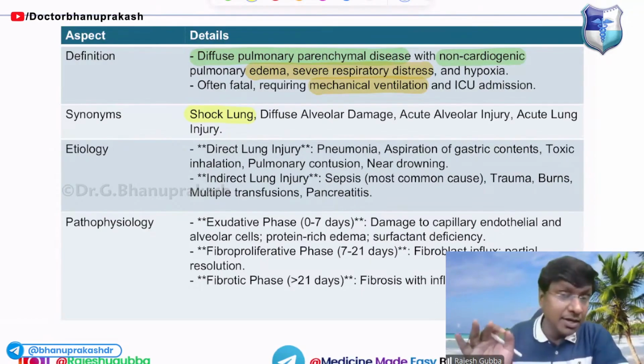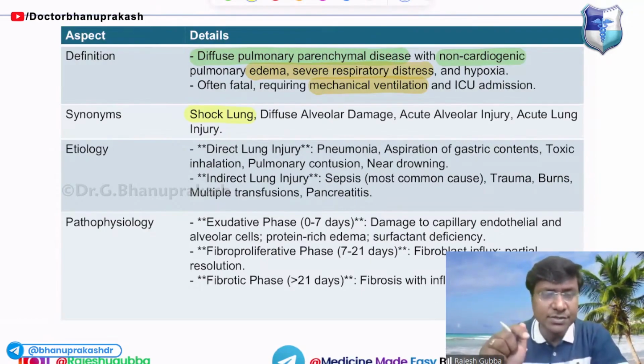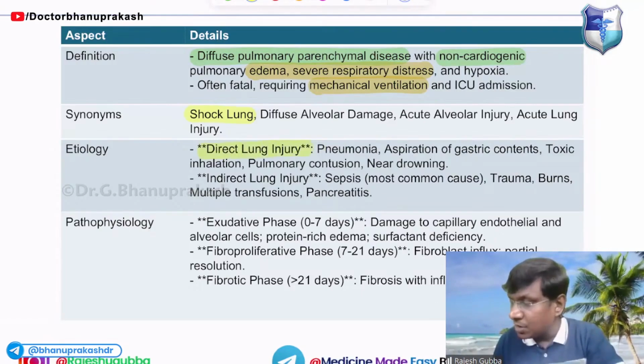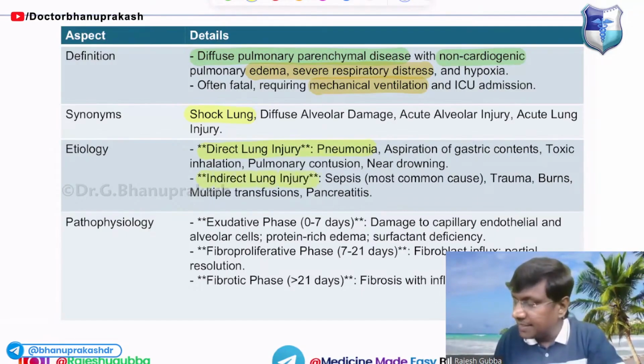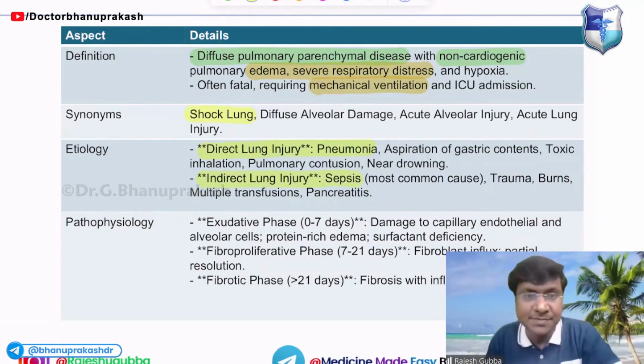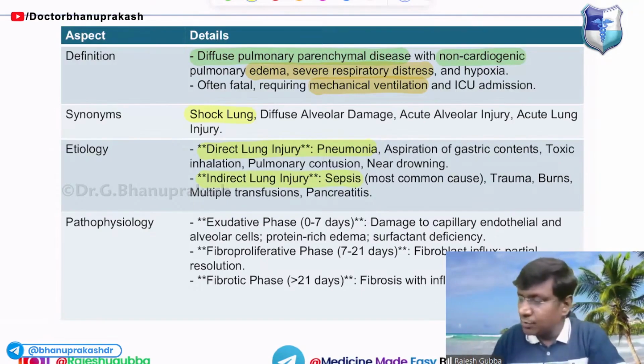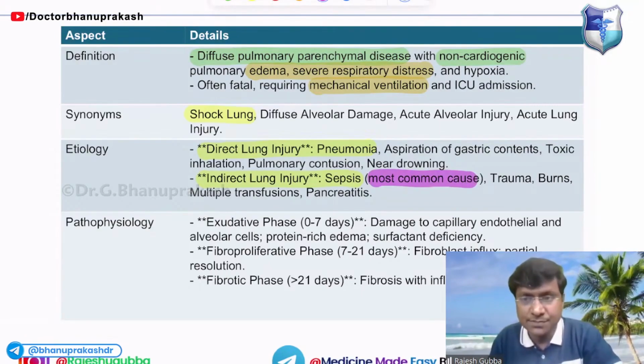Now, coming to the etiology of ARDS, out of the various etiologies that can cause ARDS, the most common direct lung injury causing ARDS will be pneumonia. The most common indirect lung injury causing ARDS will be sepsis. And overall, what is the most common cause? The overall most common cause is also sepsis. The remaining etiologies you can go through.